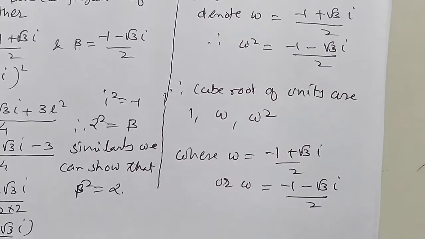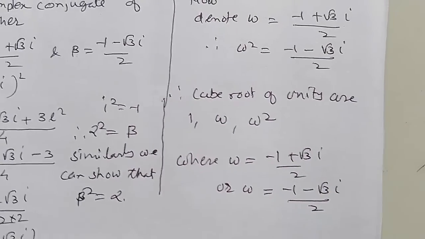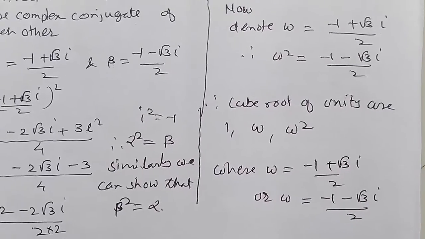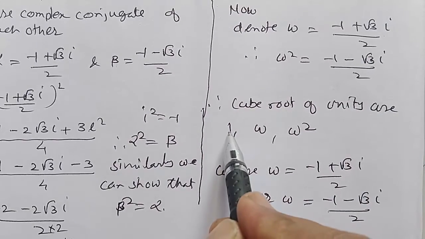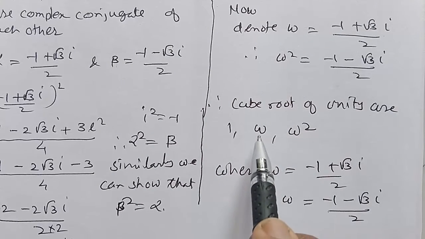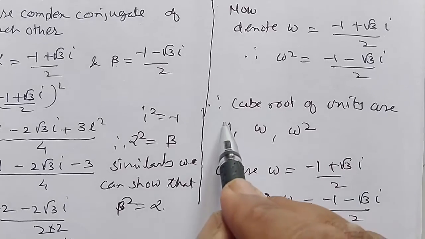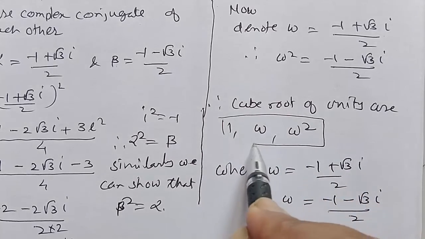This is about complex numbers and the cube root of unity. The cube roots of unity are 1, which is a real number, and two others which are complex numbers. That is, omega is minus 1 plus root 3 i upon 2, or omega may be minus 1 minus root 3 i upon 2. So these are the cube roots of unity.